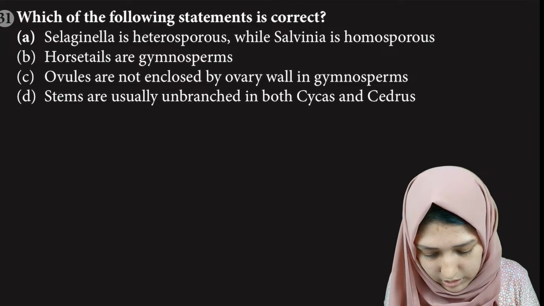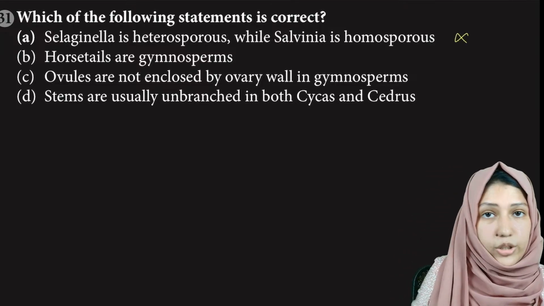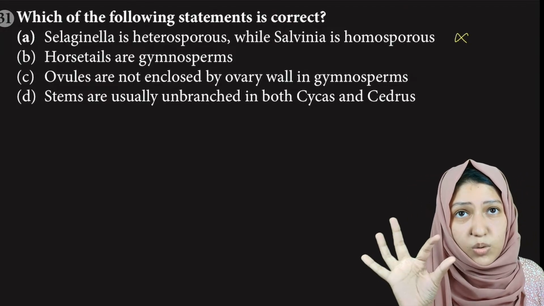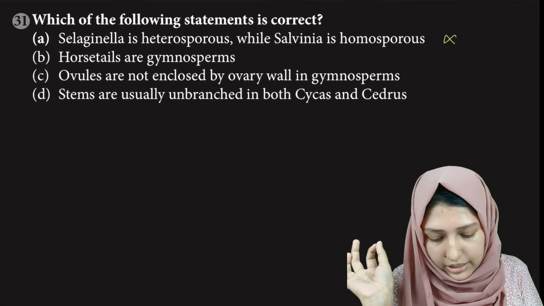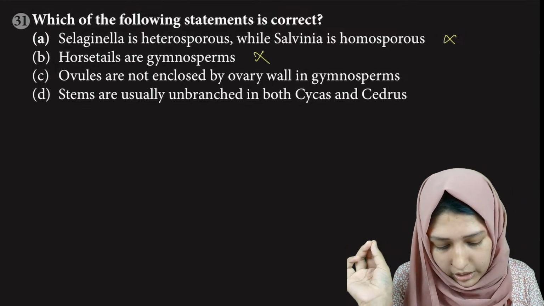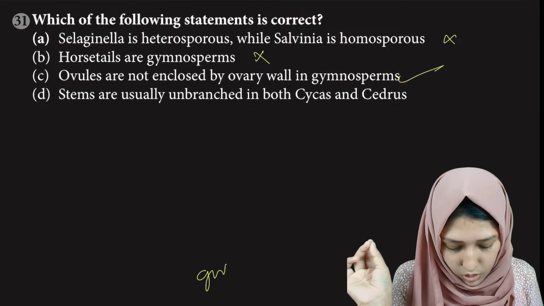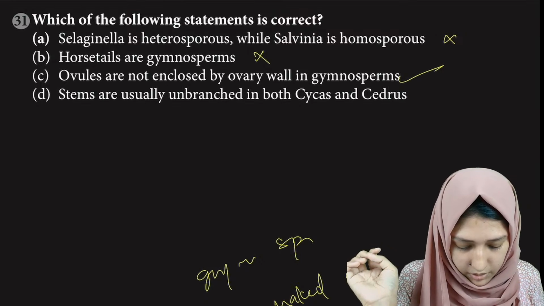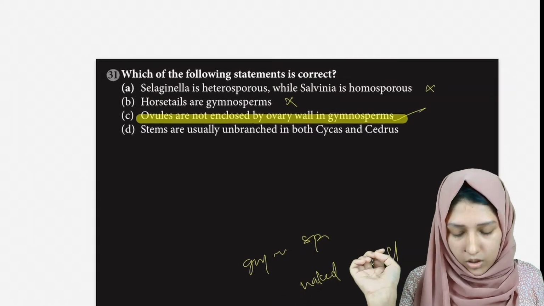Now the next question: which of the following statements is correct? Selaginella is heterosporous. That is right. Salvinia is homosporous. That is wrong, because Salvinia is also heterosporous. Horsetails are gymnosperms. Horsetails are pteridophytes, and ferns are included in pteridophytes, so it is not gymnosperms. Ovules are not enclosed by ovary walls in gymnosperms. It is right, because gymnosperms means naked seeds. This is the right answer.